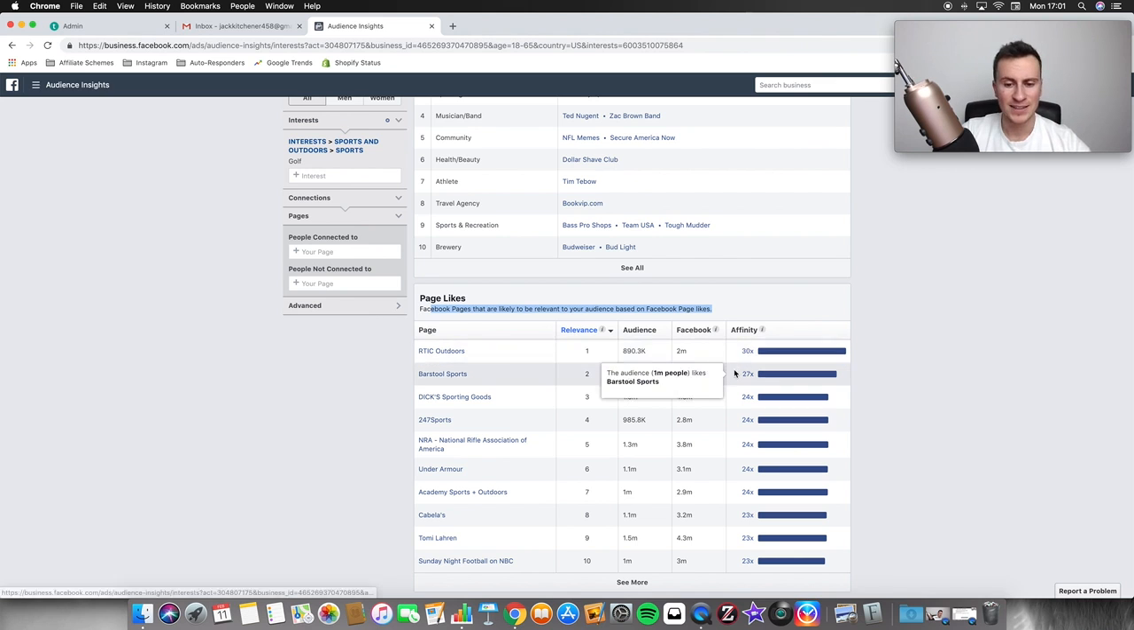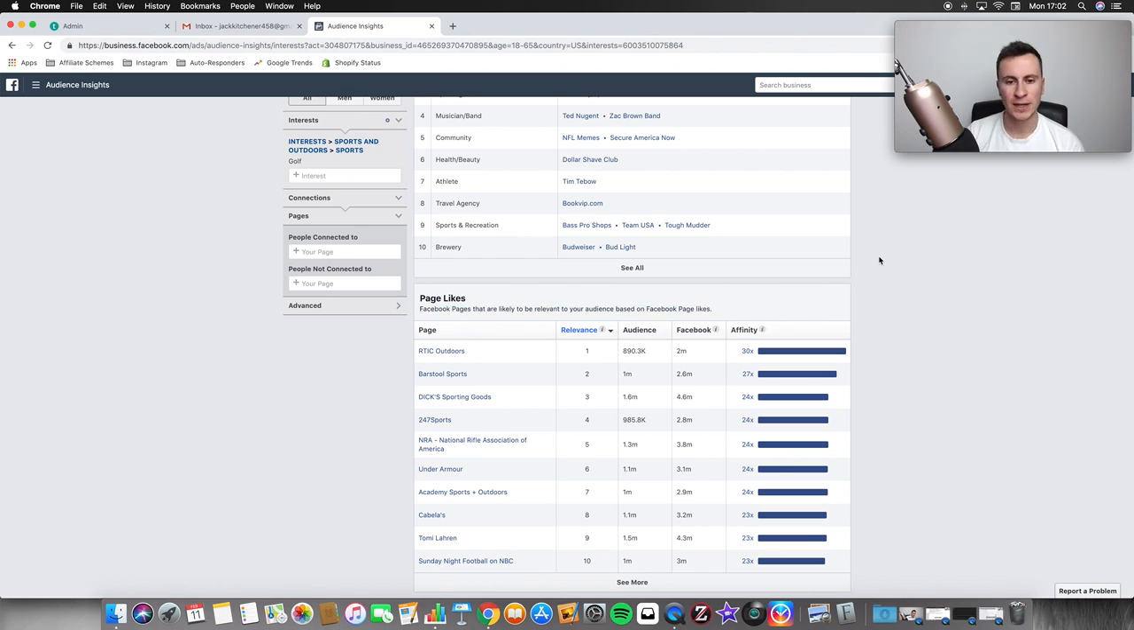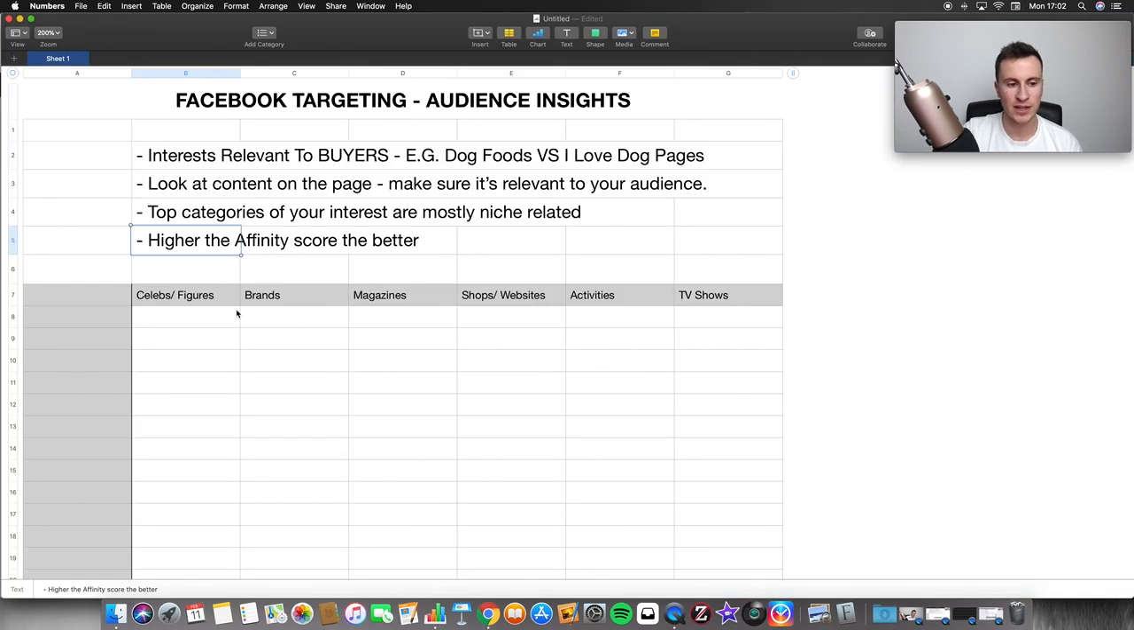And as you can see, these are 24, 27 and 30, which is actually very, very low. So all that being said then, how do we actually use the tool? Before we get into it, I just want to highlight these categories that I've got here: celebs and figures, brands, magazines, shops, websites, activities, and TV shows. These are typically the ones that I begin with.